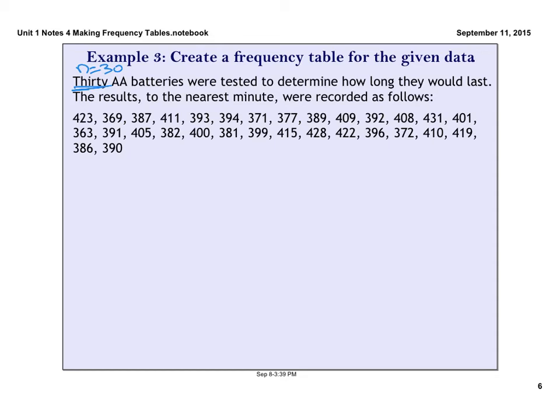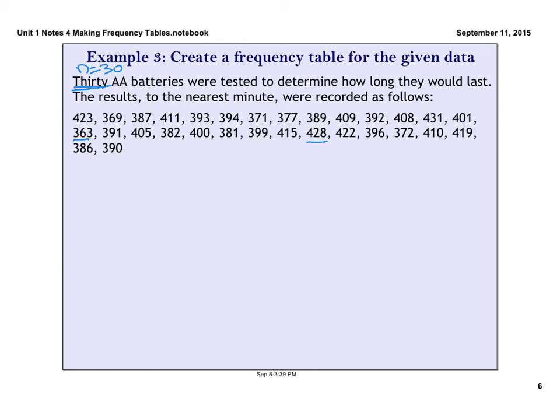Now I'm going to look for the lowest value and the highest value, and that's going to help me decide my class width. So I see a 369. Here I see a 363. That might be my lowest. Yeah, I don't see anything lower than 363. So then let's look at the highest. I see a 428. Let's see if anything is higher than 428. I don't see anything. I think 428 is my highest.